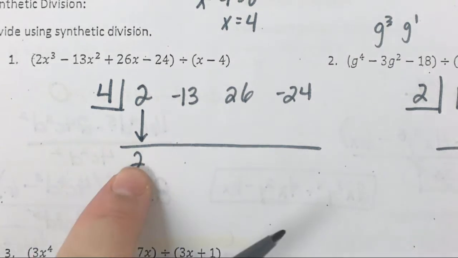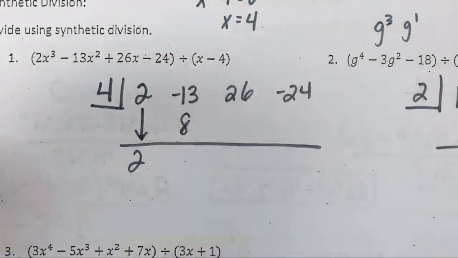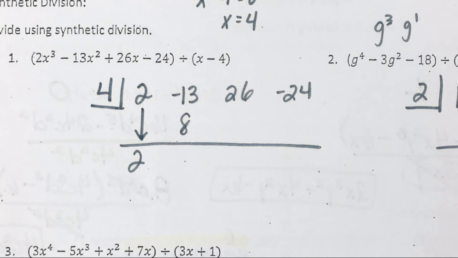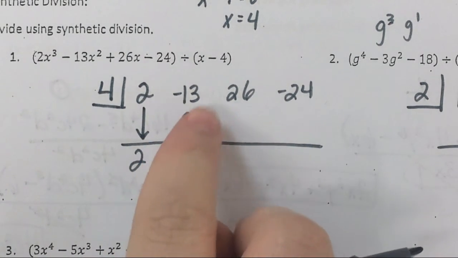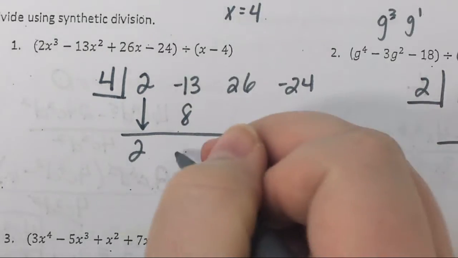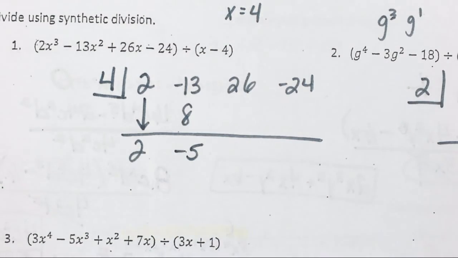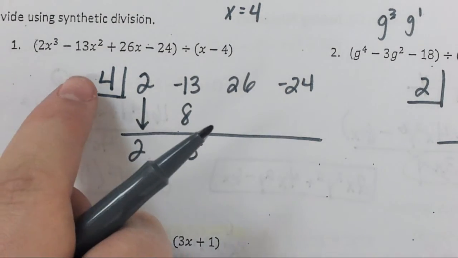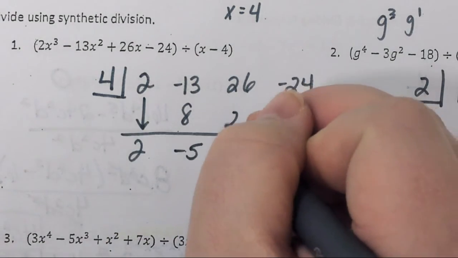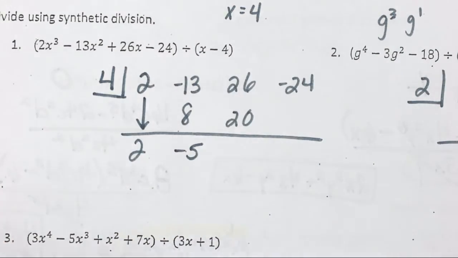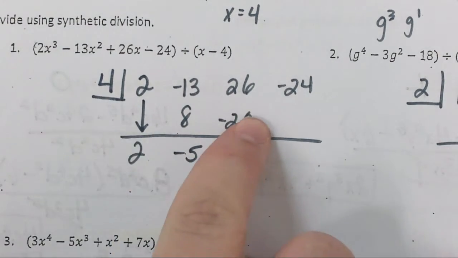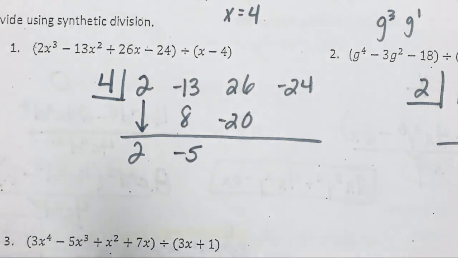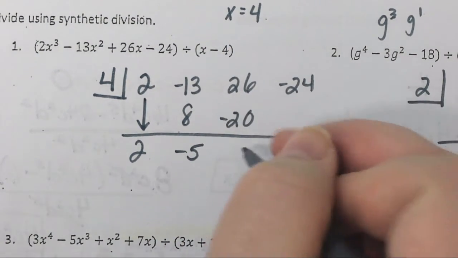Then we say 2 times 4 is 8. So seriously, you have to remember to drop down the first term. But from here on out, I'm just going to multiply. So 2 times 4 is 8. I get to add straight down. Negative 13 plus 8, that's negative 5. Negative 5 times 4, that's negative 20. Let's count that. Negative 5 times positive 4 is negative 20. When I add straight down, 26 minus 20 is just 6.